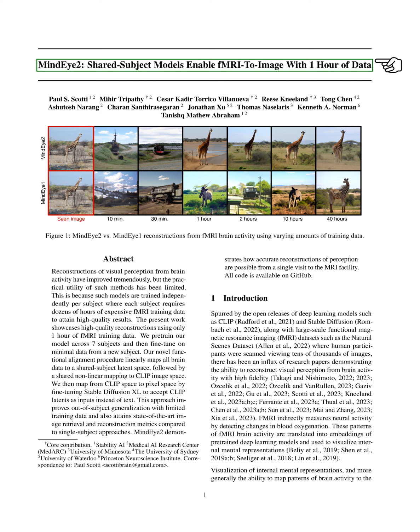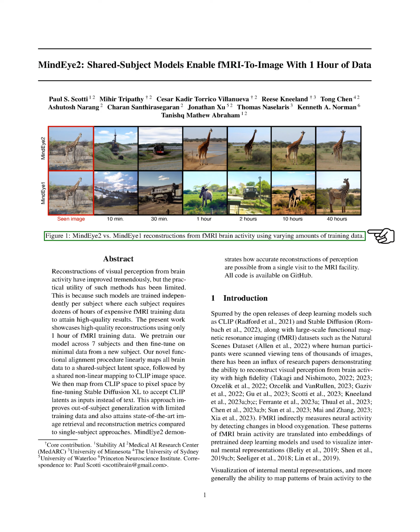Section: Introduction. In this section, we discuss the advancements made in the field of reconstructing visual perception from brain activity using deep learning models and functional magnetic resonance imaging (fMRI) datasets. We have observed a surge in research papers showcasing the accurate reconstruction of visual perception from brain activity, thanks to the availability of deep learning models like CLIP and Stable Diffusion, as well as large-scale fMRI datasets such as the Natural Scenes Dataset. fMRI works by indirectly measuring neural activity through changes in blood oxygenation levels.